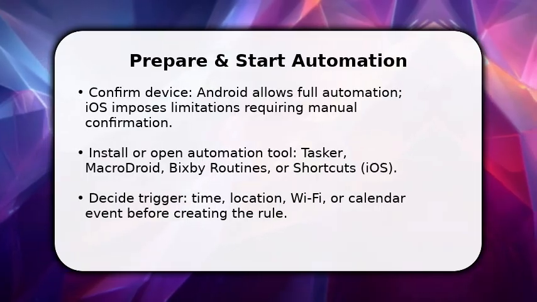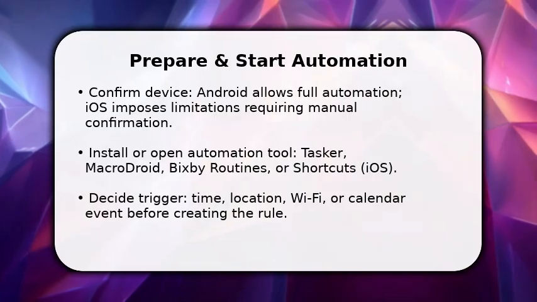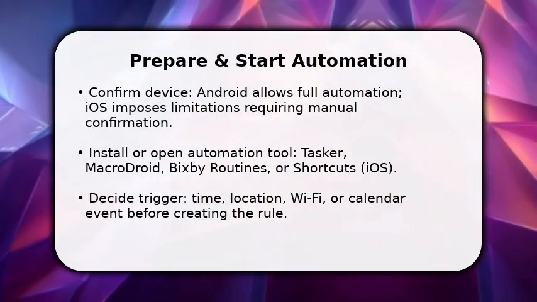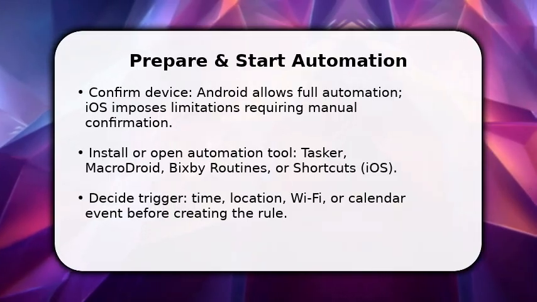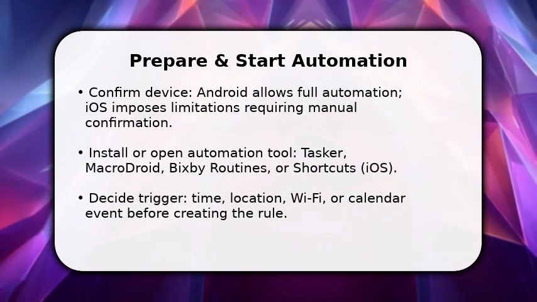Make a quick decision about the trigger you want: time, location, Wi-Fi connect, or calendar event. From here, create a new automation rule so you don't waste steps later. Pick the trigger now so the app will know when to run the action.